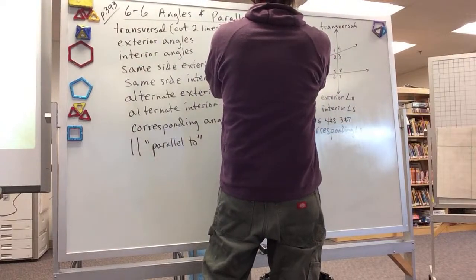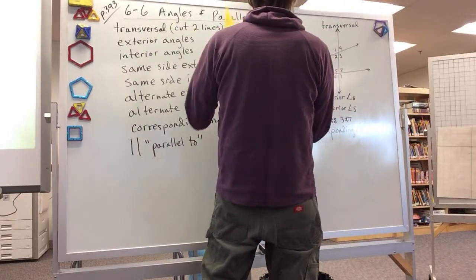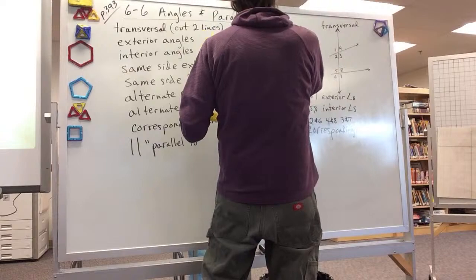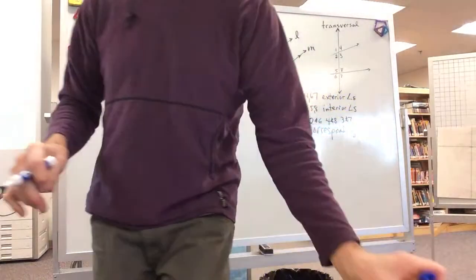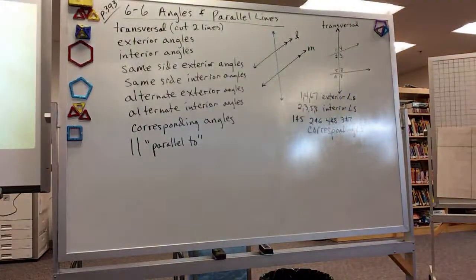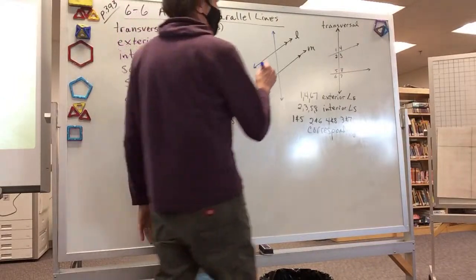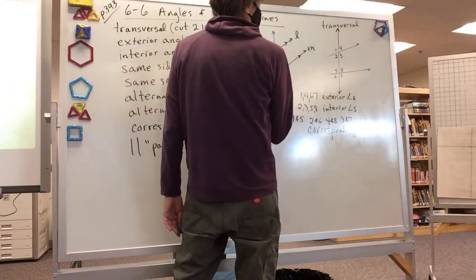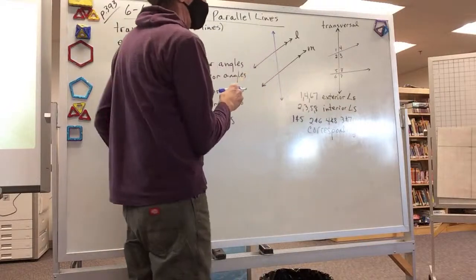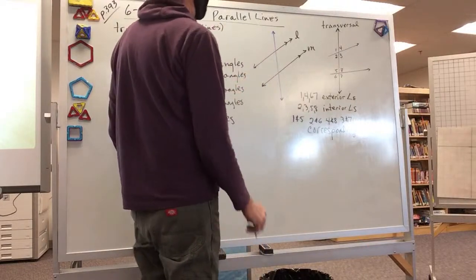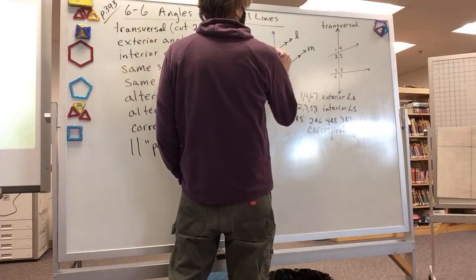Yep, they can be parallel. Make yours a pretty good size, because we're going to do a bunch of labeling in here. So now I made my transversal in blue, changing colors for this. Let's number things the same.